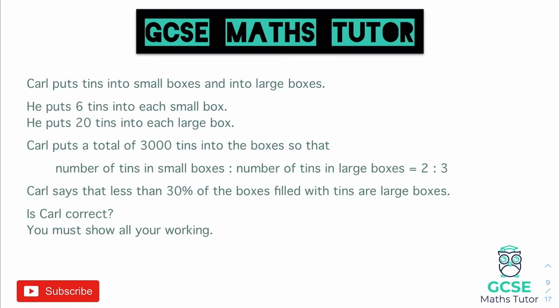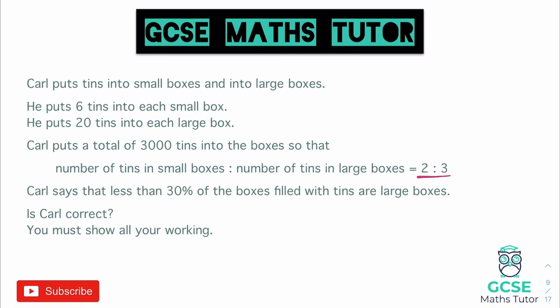Okay, so here's another question looking at ratios with percentages. It says here, Carl puts tins into small boxes and large boxes. The small boxes have 6 tins and the large boxes have 20 tins. He puts a total of 3,000 tins into the boxes, and then it tells us the ratio of small to large and says that it's 2 to 3. It says Carl says that less than 30% of the boxes filled with tins are large boxes.